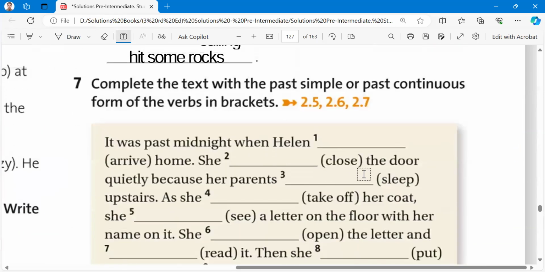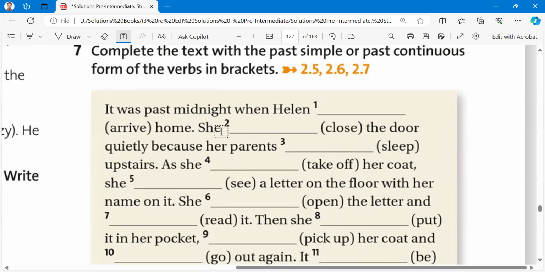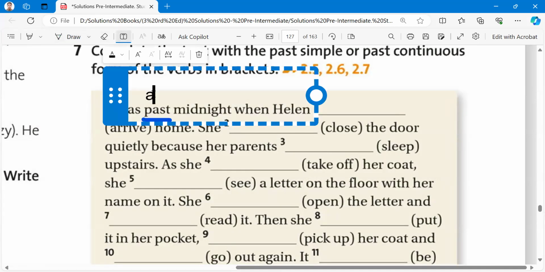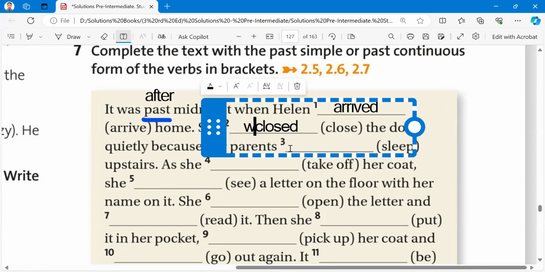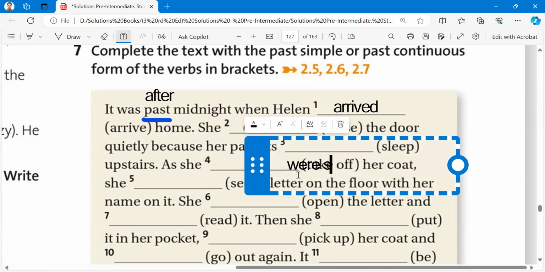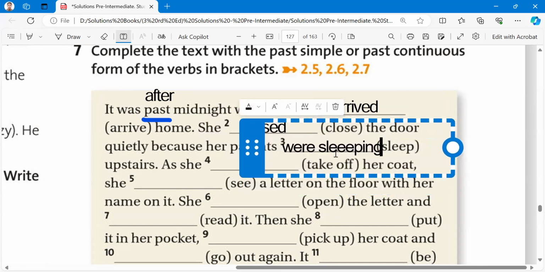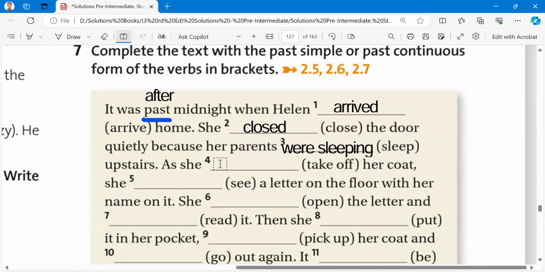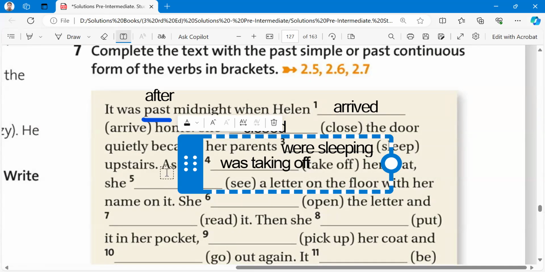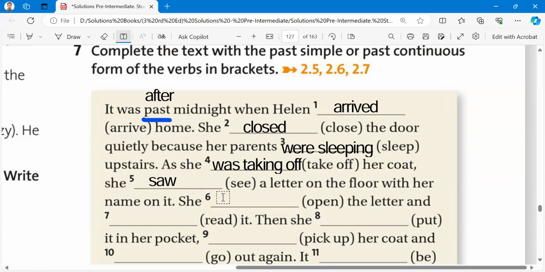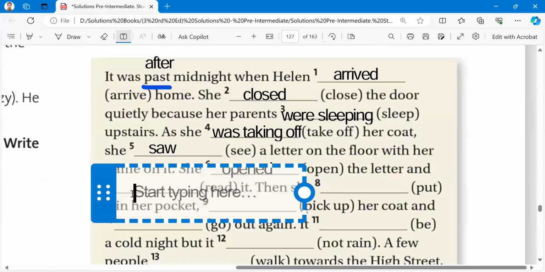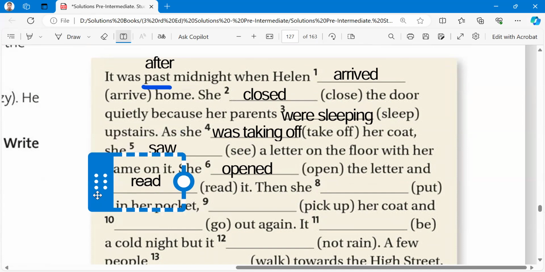Again, I guess it's the last one. Simple past and past continuous. Now it was past midnight. It was after midnight, it's in the middle of the night, right? When Helen arrived home, she closed the door quietly because her parents were sleeping. Were sleeping, because the action was in the process. As she was taking off her coat, she saw a letter on the floor with her name on it. She opened it, the letter, and read. It's the same spelling, but the pronunciation is different, read, like the color red.